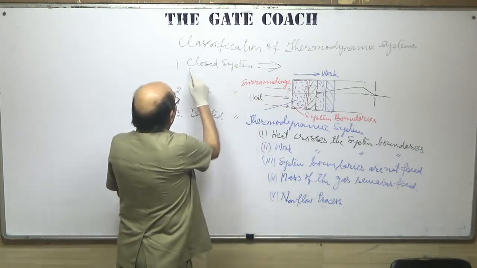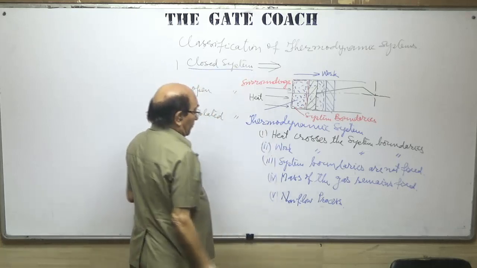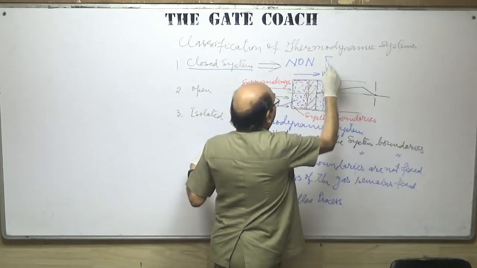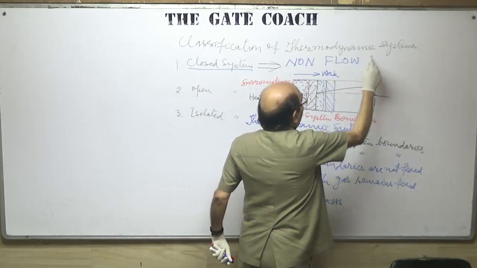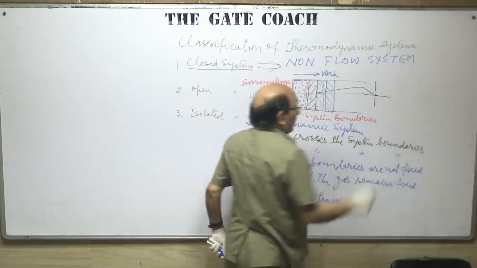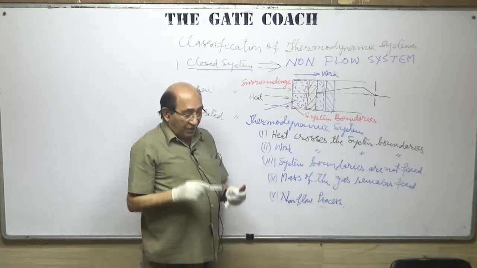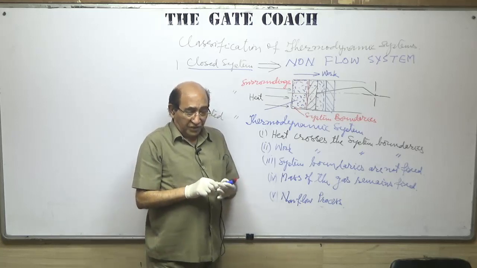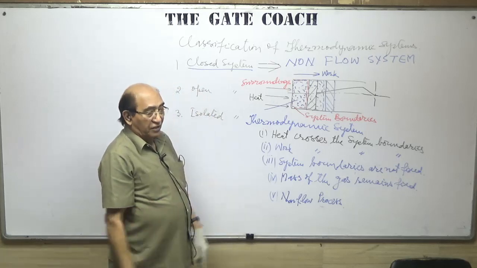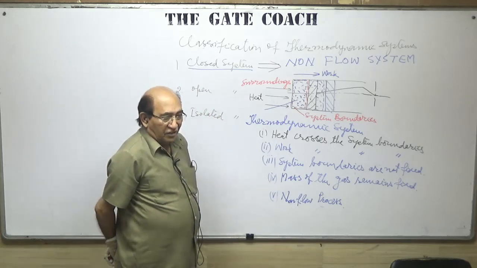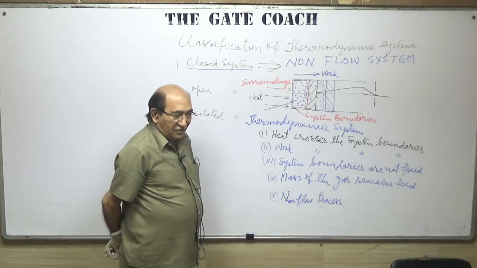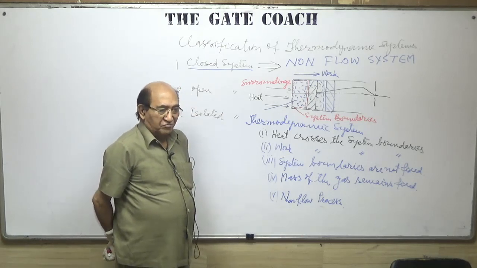Hence, this system, which was called a closed system, may also be called a non-flow system. And later on, we will be developing an equation for this non-flow process, which shall be called a non-flow energy equation. And that equation will hold good for all the systems which shall be called non-flow systems or closed systems.